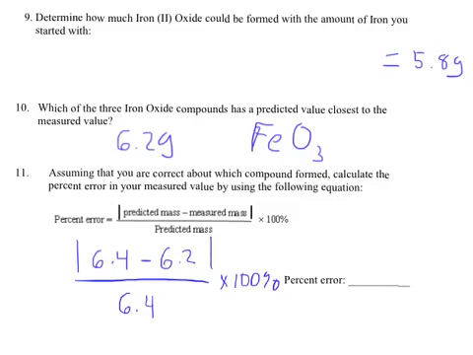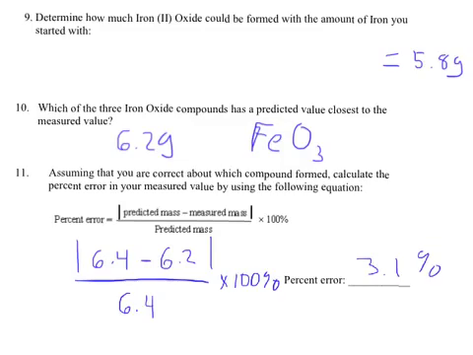So let me just go ahead and take out my calculator real quick. I'm going to say 6.4 minus 6.2. I'm going to divide that by 6.4. I'm going to multiply by 100%. And I'd have an error in this case of 3.1%, which, by the way, would be spectacular. No one expects you to get that close.